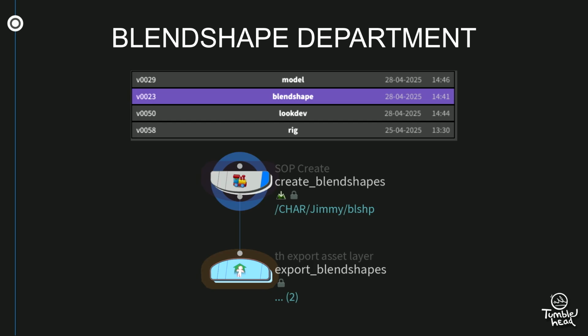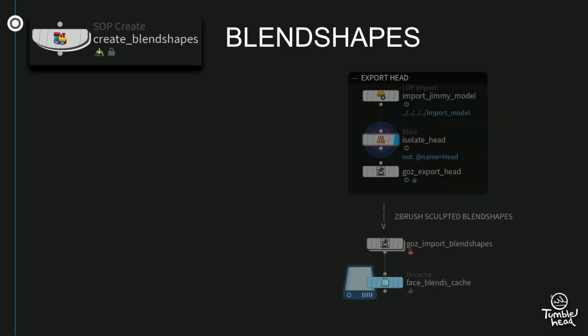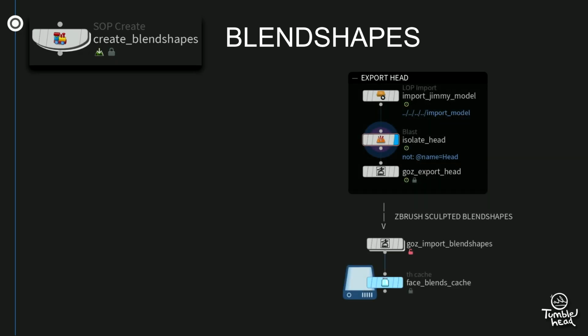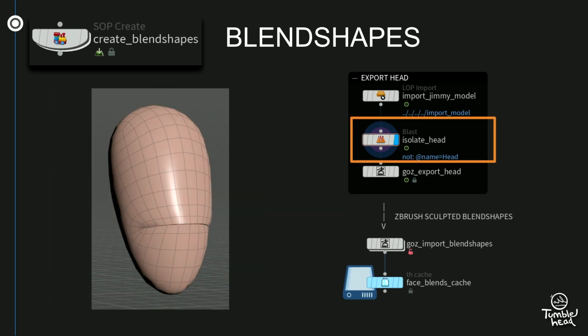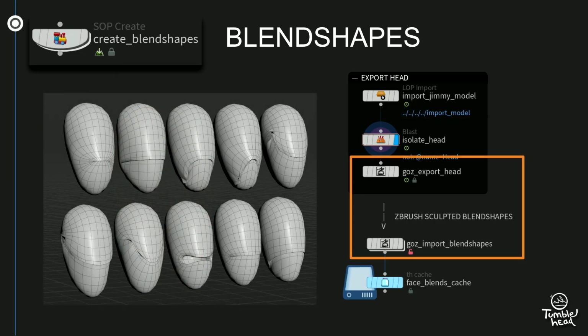Once again, you click the blend shape hat and jump into the scene, and it looks like this. Here you have different options, of course, for creating your blend shapes. I think in this case we imported the Jimmy model, then isolated the head. Then from here you can use this Go See node to, with one click of a button, bring it into ZBrush, do your blend shapes, then click a button, bring it back in, and then you have your blend shapes.